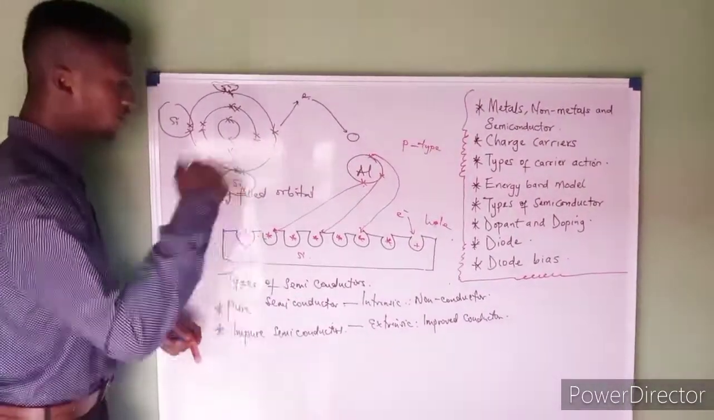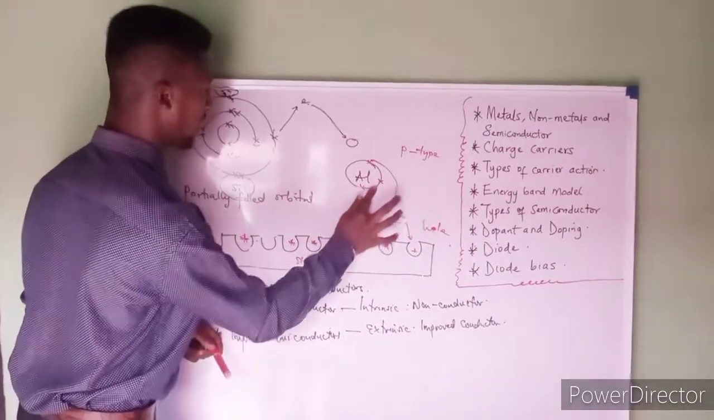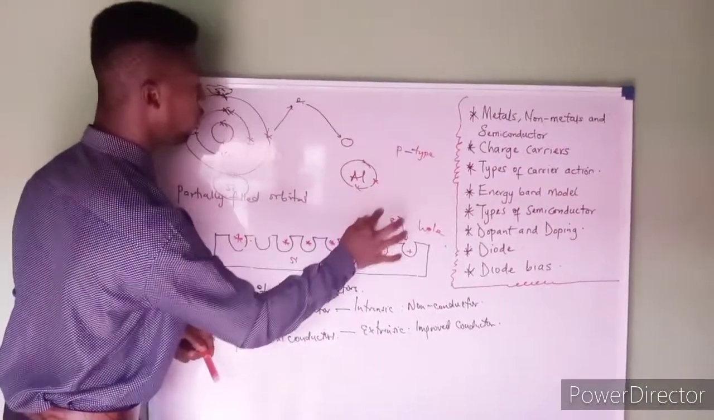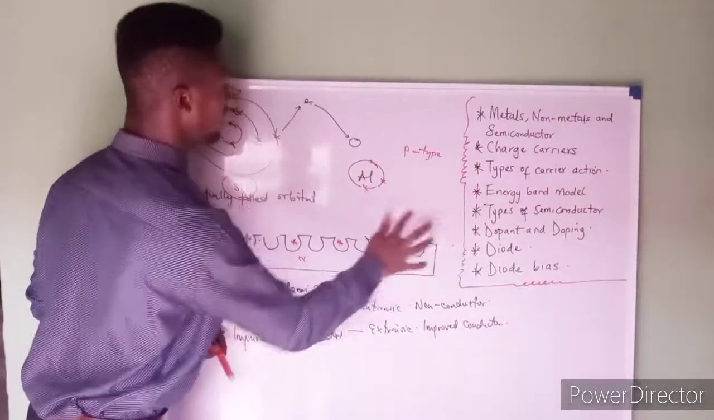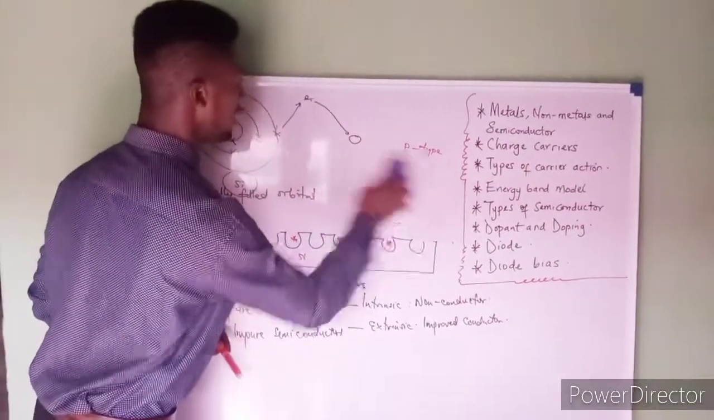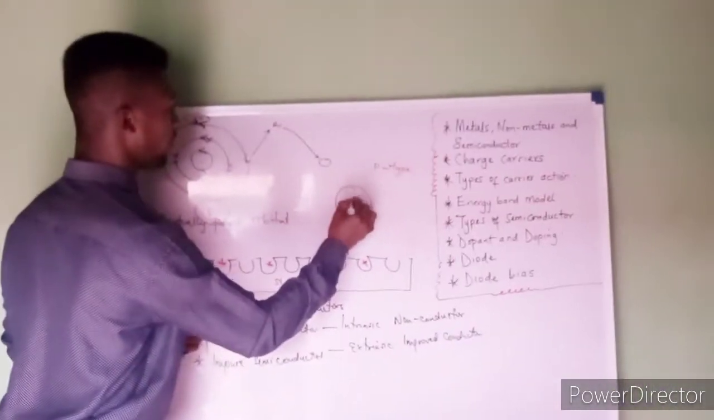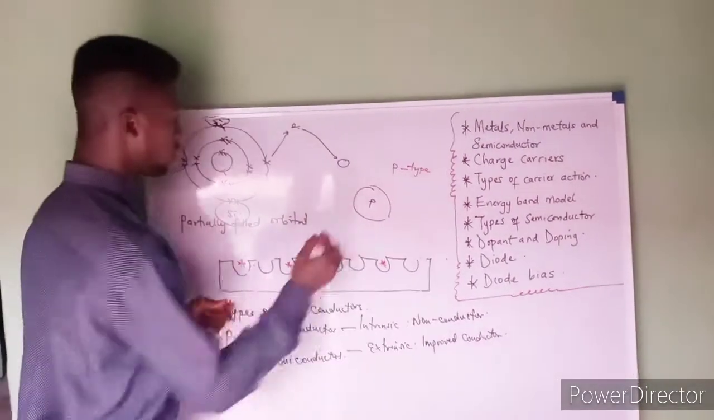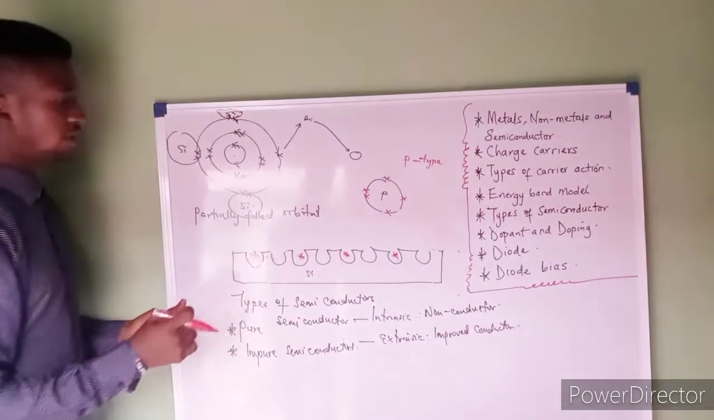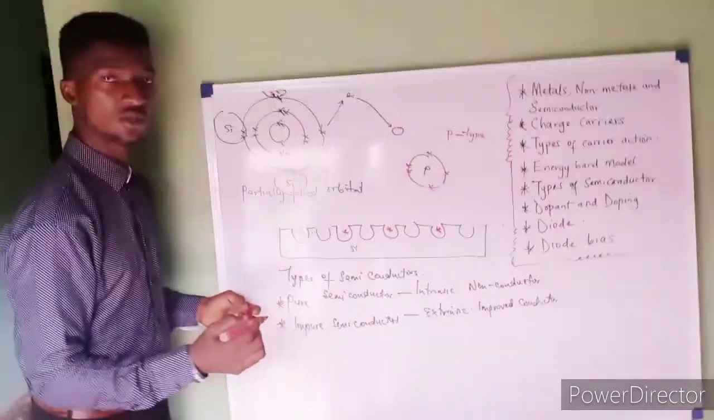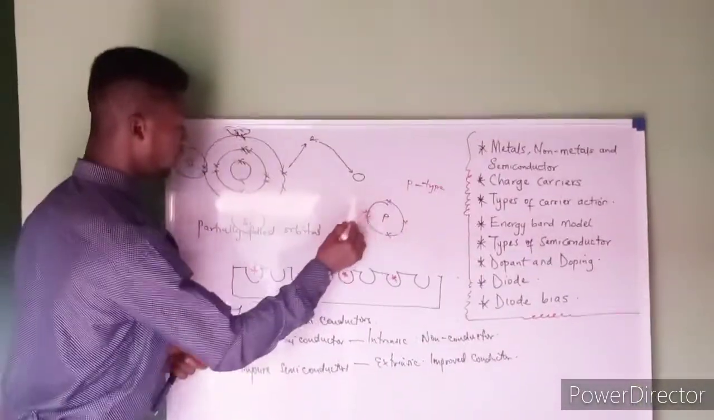Let's take it the other way by considering another atom. Don't forget, we are mixing it up with another atom. It does not contain silicon atoms alone now, but in association with other atoms. Let's consider an atom like phosphorus. Phosphorus has 5 free valence electrons: 1, 2, 3, 4, 5. Now, if I have 5 free valence electrons, let's see what happens. This phosphorus will donate its electrons to the silicon atom.